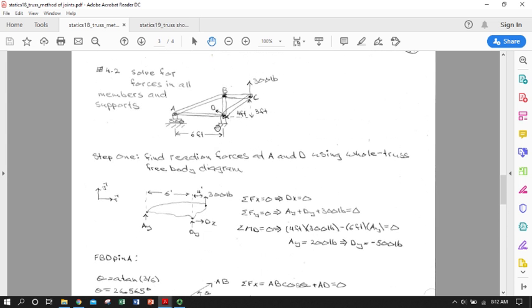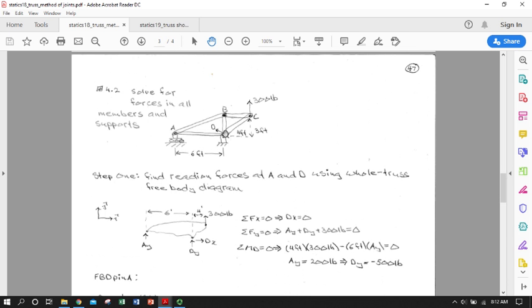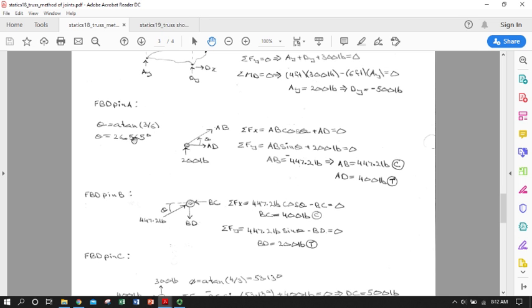I'm using some geometry to get a value here for theta, and that's based on the 6-foot horizontal and 3-foot vertical. Take the arc tangent of 1/2, and I get about 26.6 degrees for theta, and so I'll use that to get the x and y components of AB. And we have that over here. Our sum of the forces in the x is force AB times cosine theta plus all of force AD, and then in the y we have our 200 pounds upward plus AB sine theta.